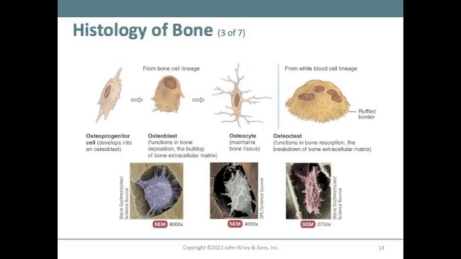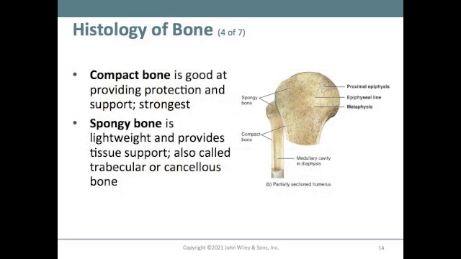But if we actually look at the real scanning electron microscope images of these different types of cells, we can see that they are distinct and they certainly have different functions. Again, this figure is back at page 179, figure 6.1. But we're going to talk more about the differences between compact bone and spongy bone.